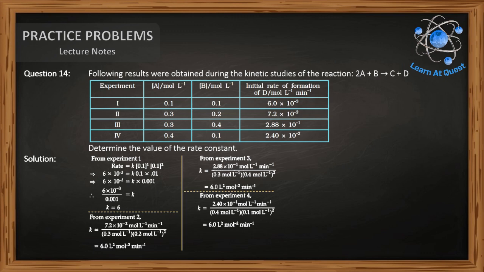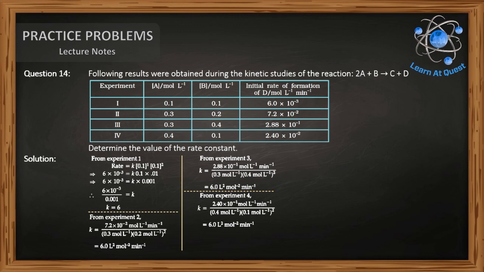The units of the rate constant is liter square per mole square per minute. We can verify this by performing dimensional analysis on the rate law. Let's use experiment 3 to find the value of rate constant. Using experiment 3, we can state that rate is equal to K multiplied by 0.3 raised to 1 multiplied by 0.4 raised to 2. The rate of the reaction in this case is 2.88 multiplied by 10 raised to minus 1. When we substitute, we get the value of the rate constant K equals 2.88 multiplied by 10 raised to minus 1 divided by 0.3 multiplied by 0.4, which equals 6.